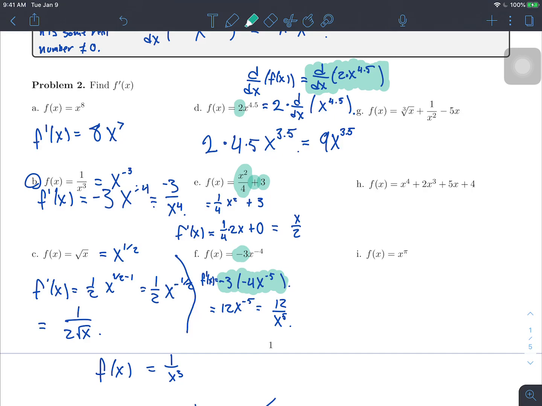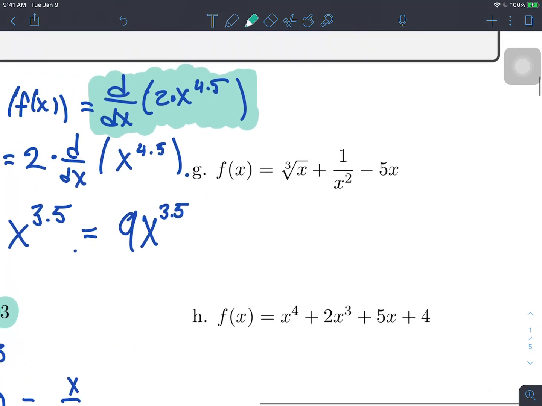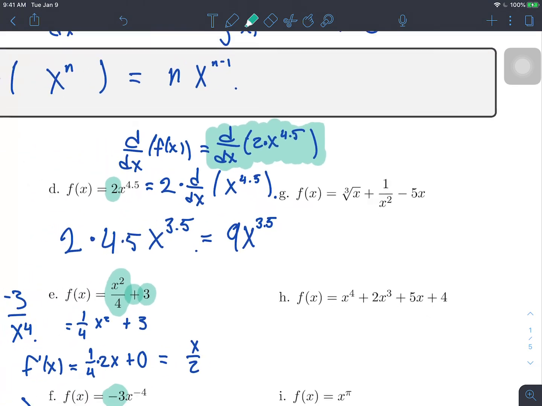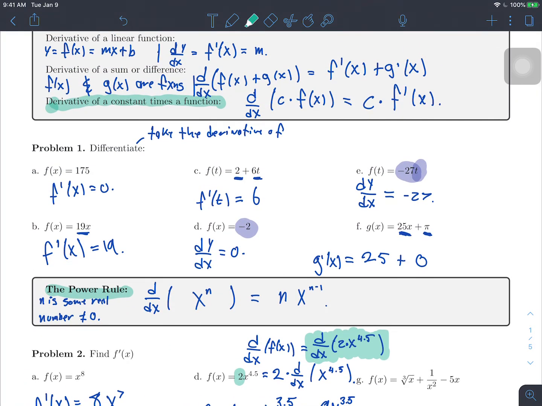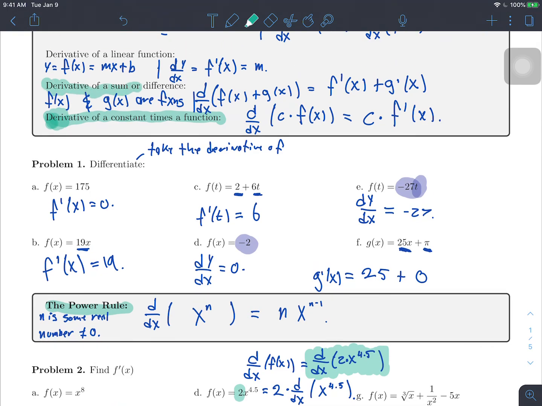All right, we'll move on to G. Now we've got a sum of two functions and then minus another function. So let me ask you guys the following. This rule here, which I said about the derivative of a sum and difference: if f and g are functions and I add them, then the derivative is just, I take the derivatives of those two functions and add them.